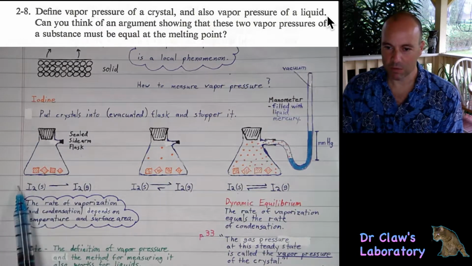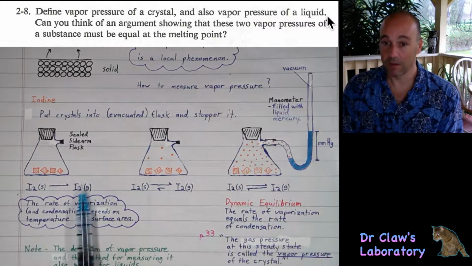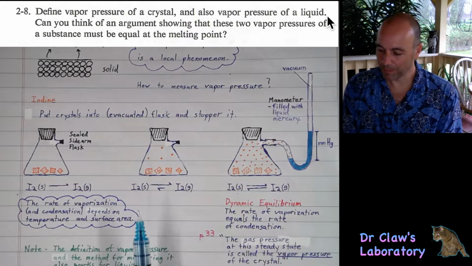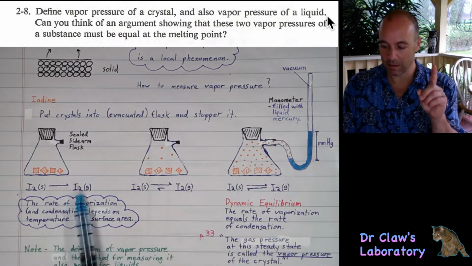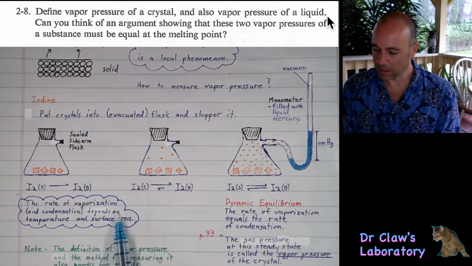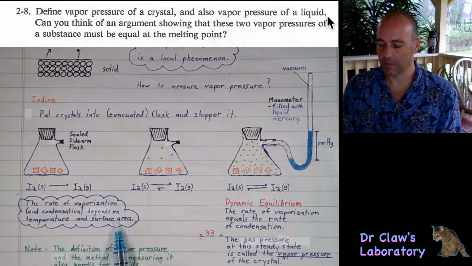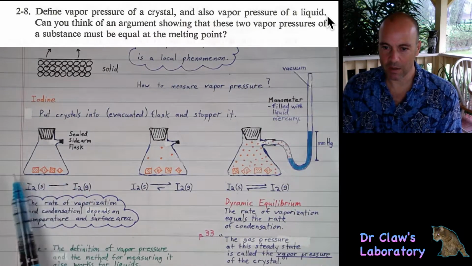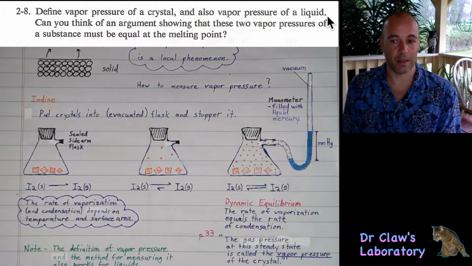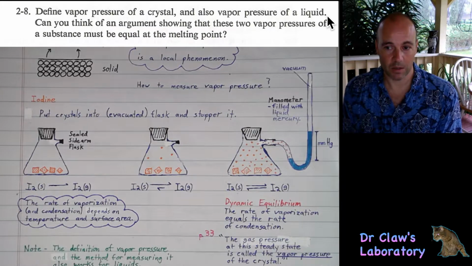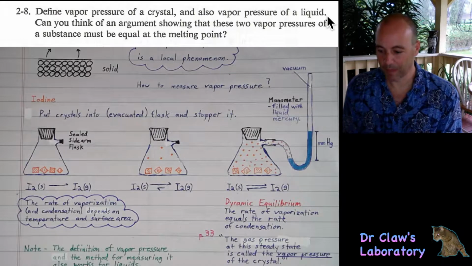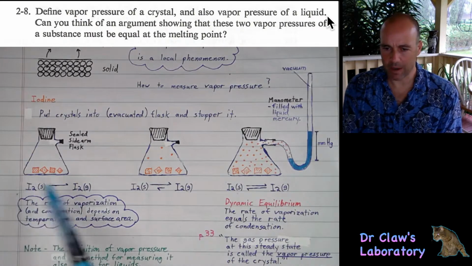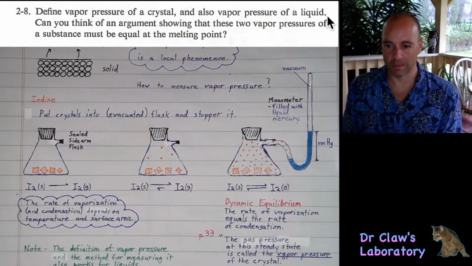So what happens right away is the solid begins vaporizing. The rate of evaporation and condensation, the reverse direction, depends on the temperature and the surface area. So the hotter this is, the faster it's going to be vaporizing, and also the more surface area of iodine that's exposed, it would be also vaporizing more quickly. So if this were pulverized into a powder, it would be vaporizing at a really quick rate.